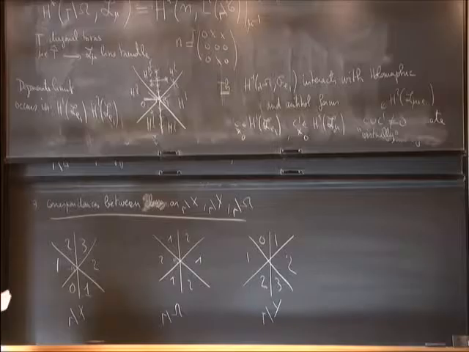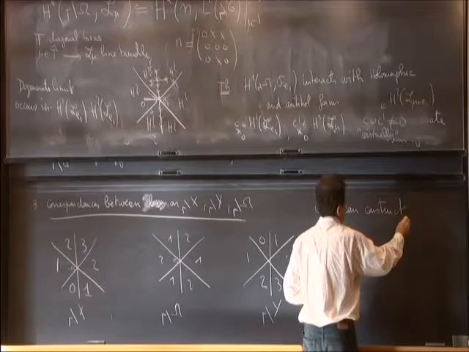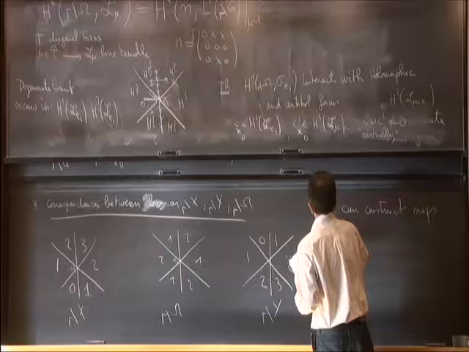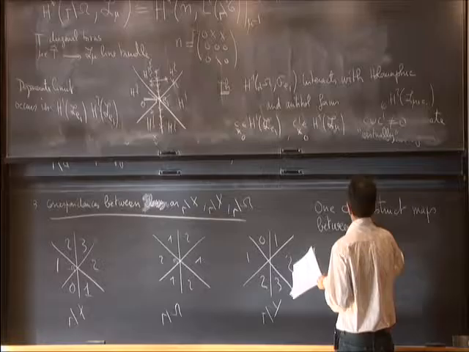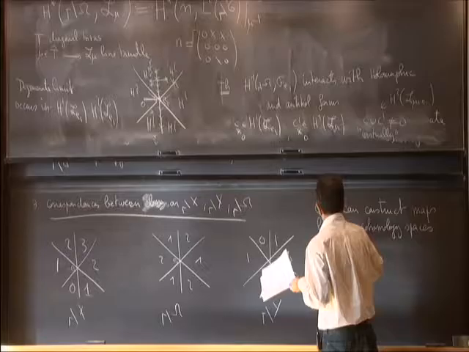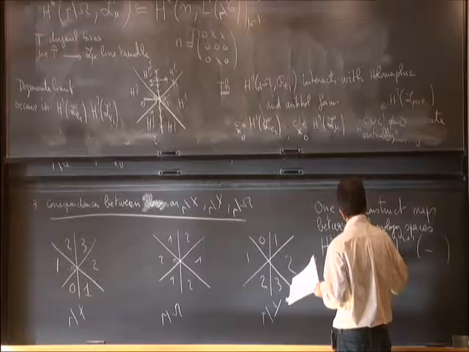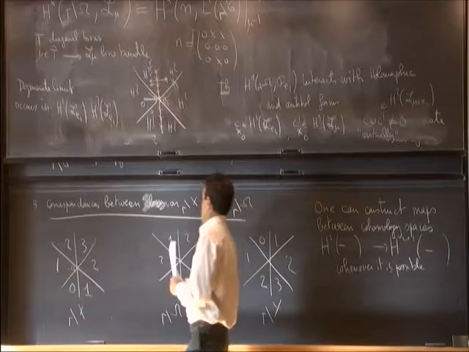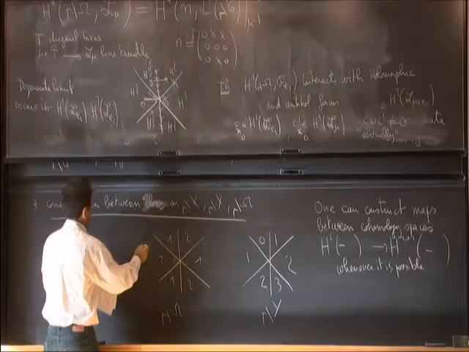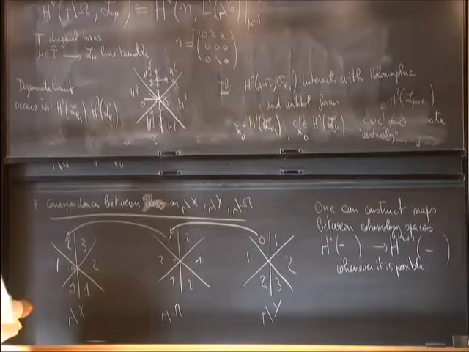One can construct maps between cohomology spaces. Those maps are going to go from Hi of one space into the Hi plus one of another space whenever it is possible. That doesn't mean anything, but for instance, if you are in this chamber, you can go from here to here. And here, you can go from here to here. You have to shift the cohomology degree by one. And here, you go from here to here.